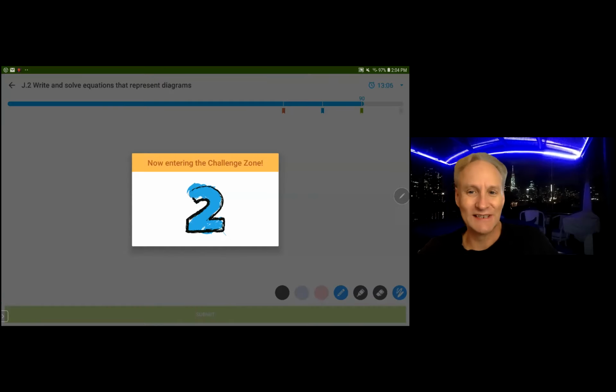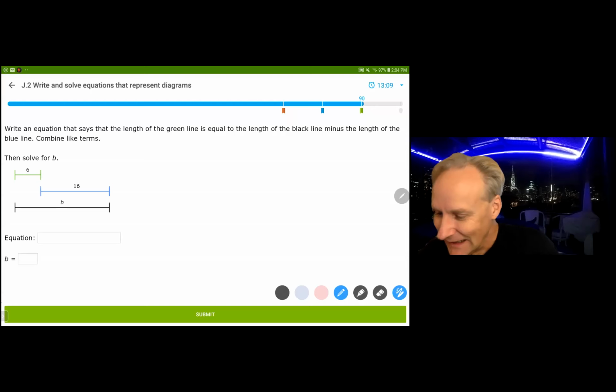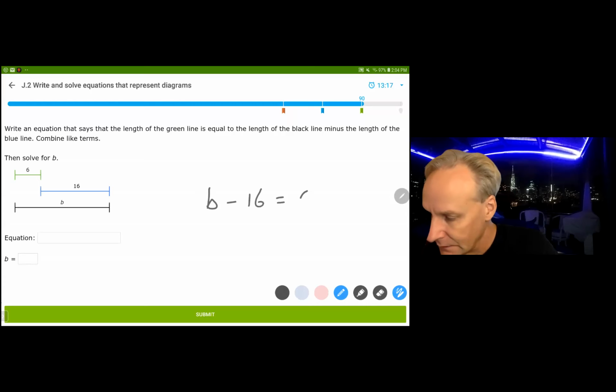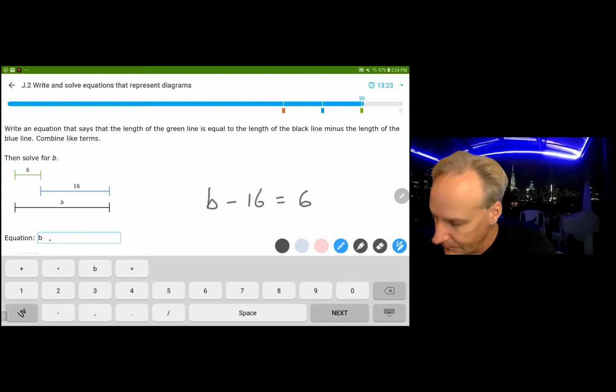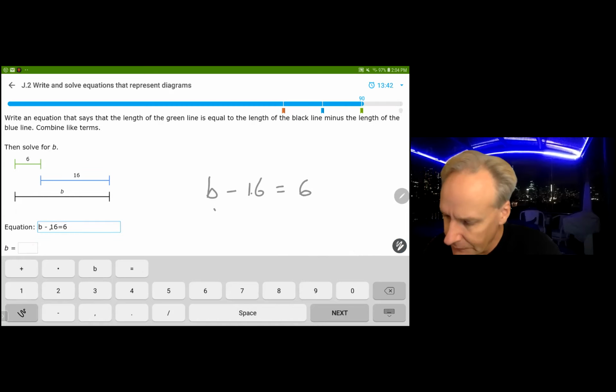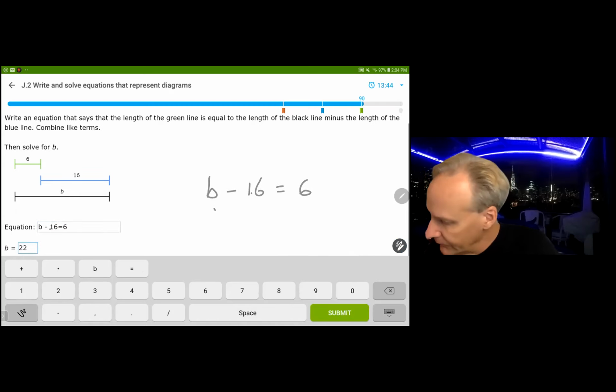All right, almost done. All right, so we've got b minus 16. Take b minus 16, and we get 6. Looks like that's the way they want me to write it. Oh, need a space. Equals 6. And of course, b is equal to 22, isn't it? And that makes 22.